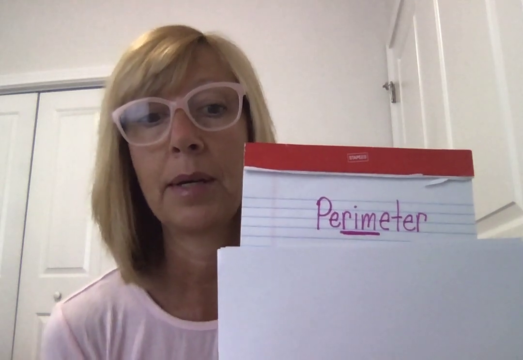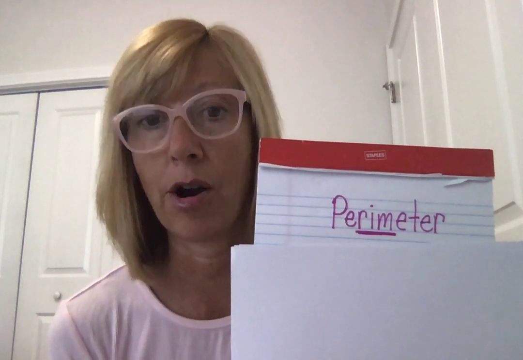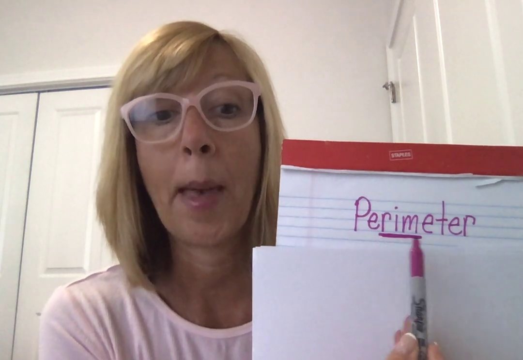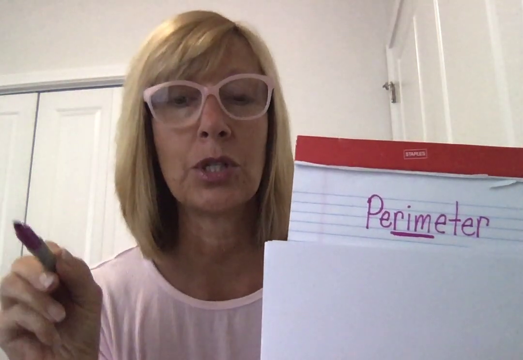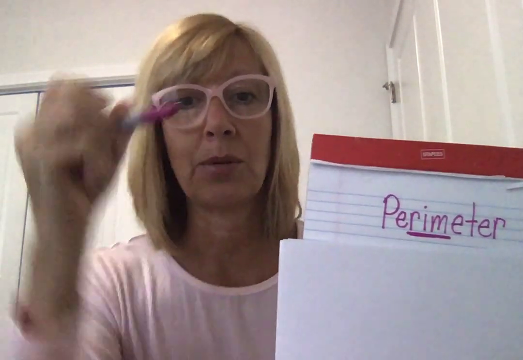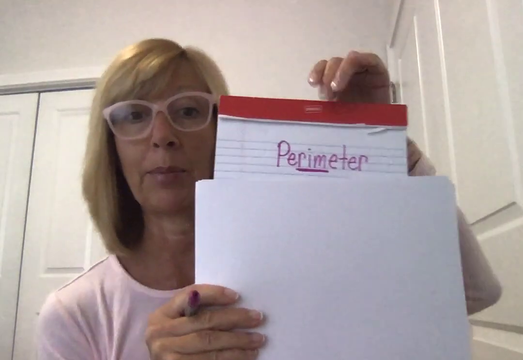Okay, so go to your next little page in your math journal, and I would like you to write the word perimeter at the top. P-E-R-I-M-E-T-E-R, perimeter. And I like to think of it as, you can see the word rim in perimeter. It's the distance around. When you're playing basketball, there's a rim at the top, so the distance around the rim is the perimeter. Perimeter.